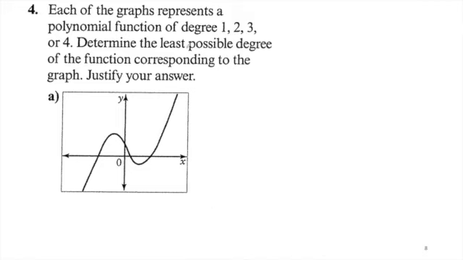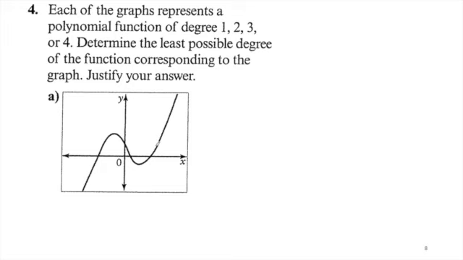each of the graphs represents a polynomial function of degree 1, 2, 3, or 4. Determine the least possible degree of the function corresponding to the graph and justify your answer. Okay, so a little bit trickier because we're determining the actual degree, but it's not impossible.